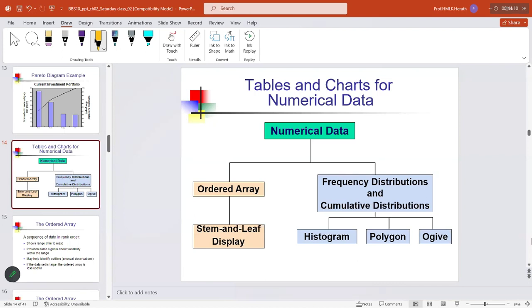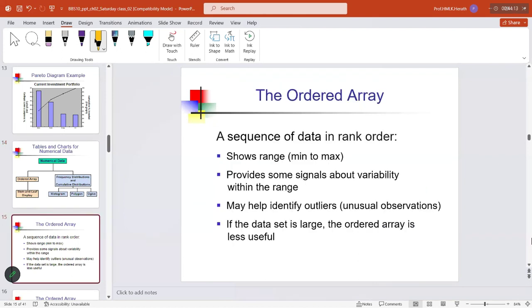Okay, first we will talk about what an ordered array is. An ordered array is a sequence of data in rank order.